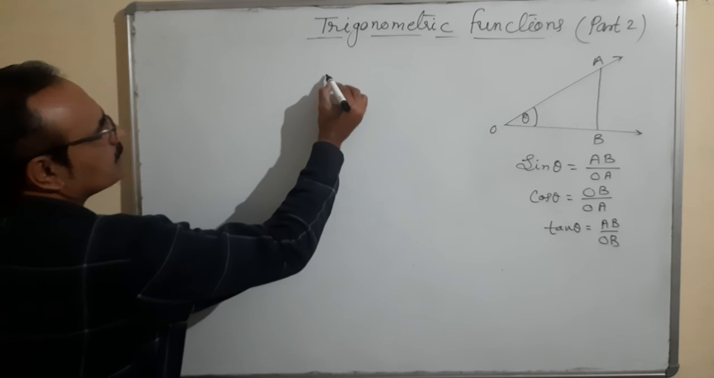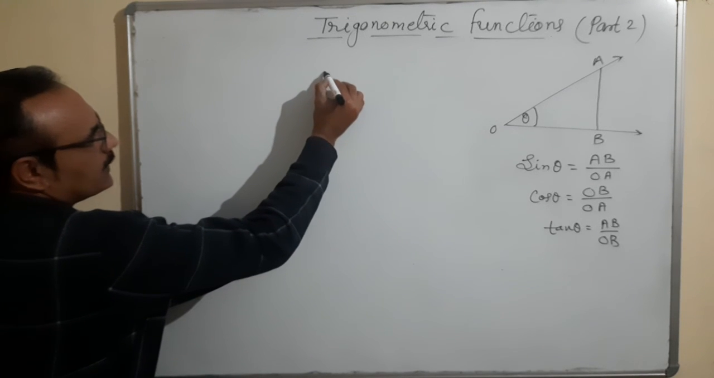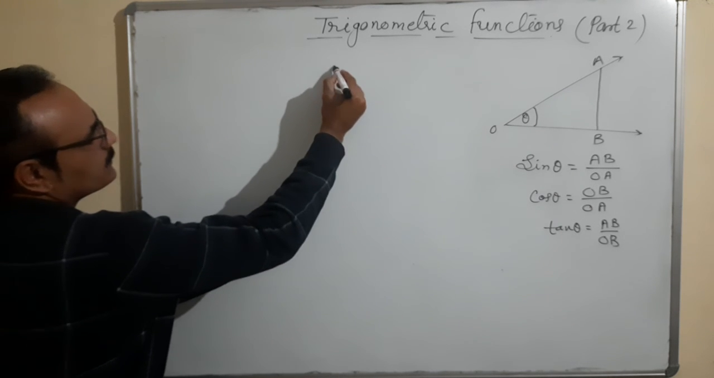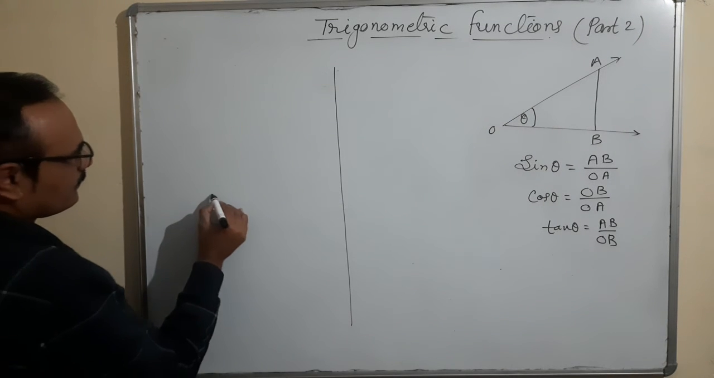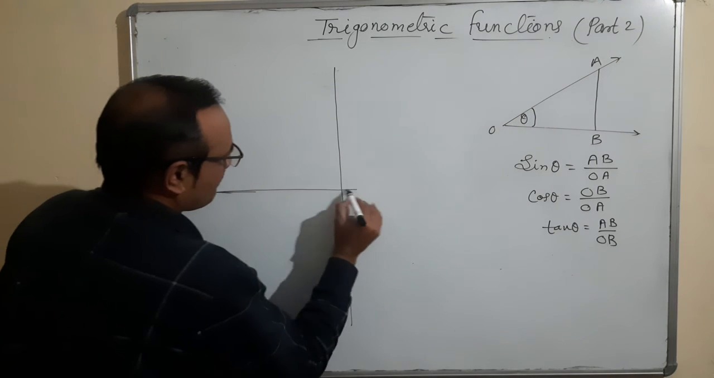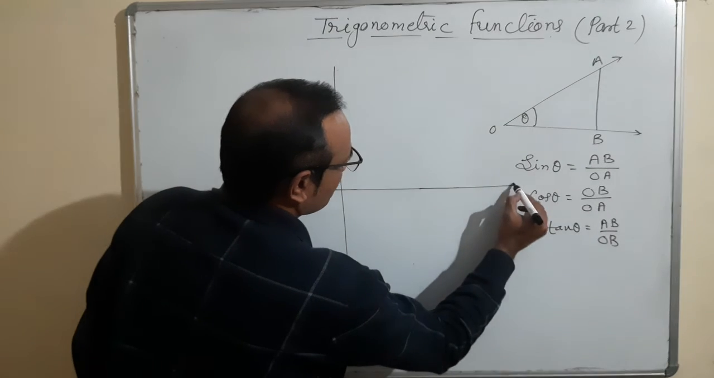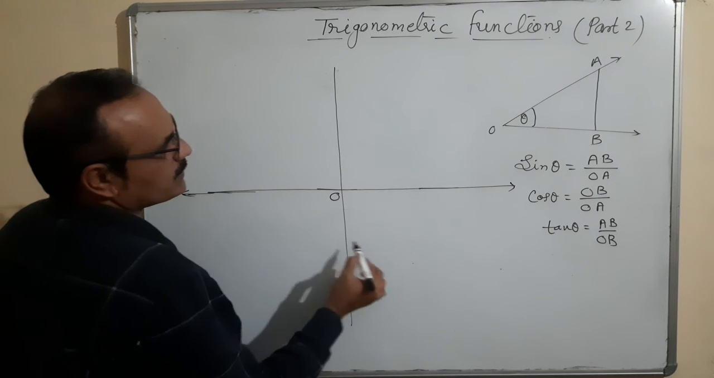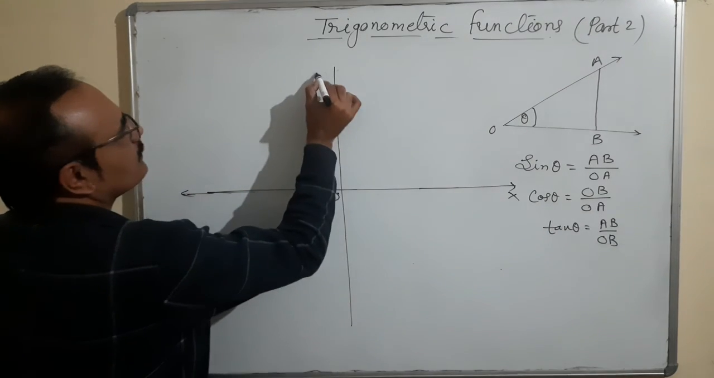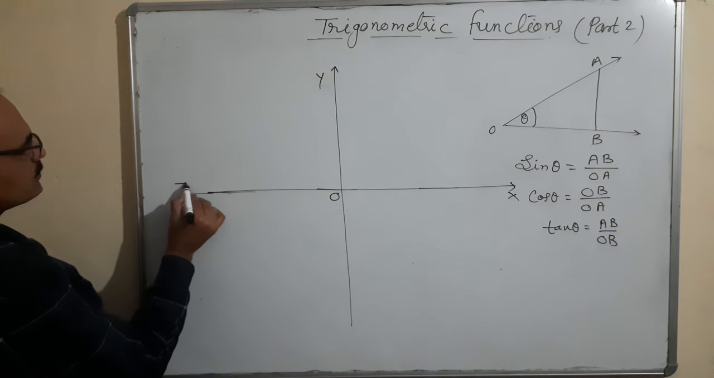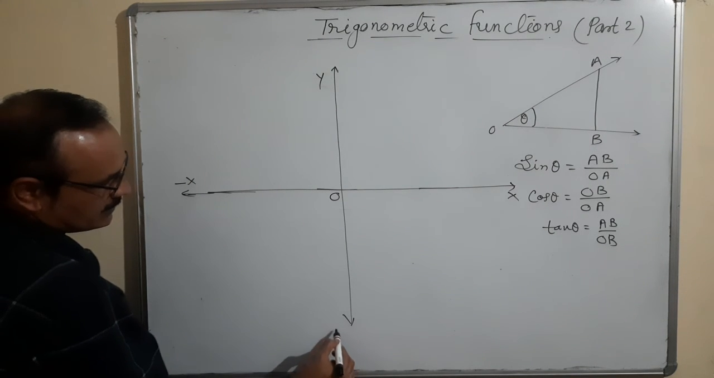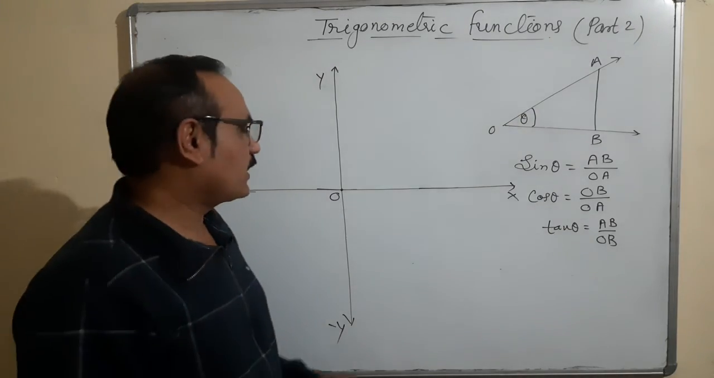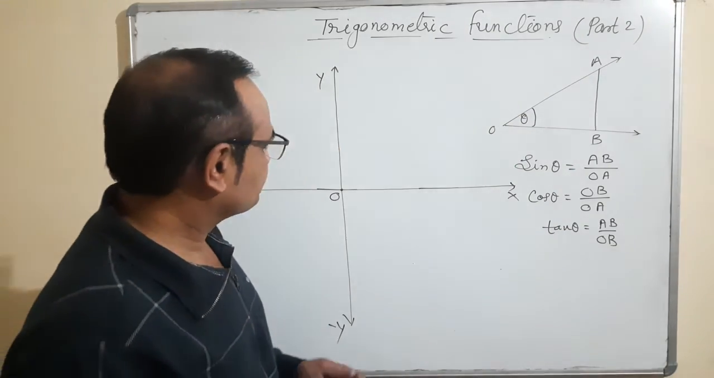And you know the values from 0 to 90 also. From 0 to 90. Now the Cartesian plane: origin, x, y, minus x and minus y. This is O, it is the vertex of a ray.